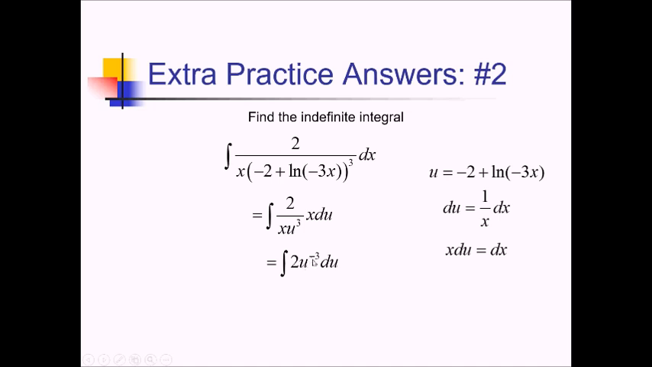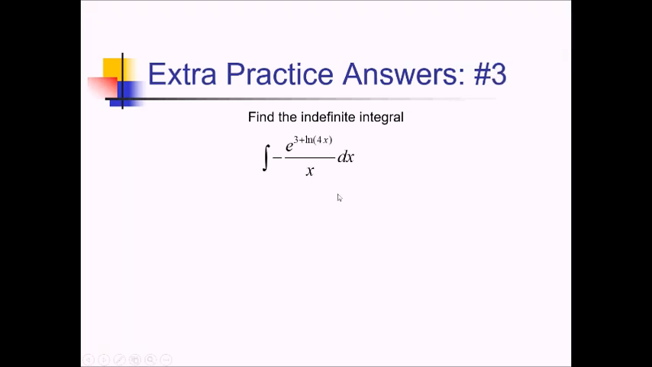Using my reverse power rule now, this bumps up to a negative 2. Dividing by that, we have negative 1 u to the negative 2 power plus c. And I'll just replace the u with what u equals over here to get my final answer.